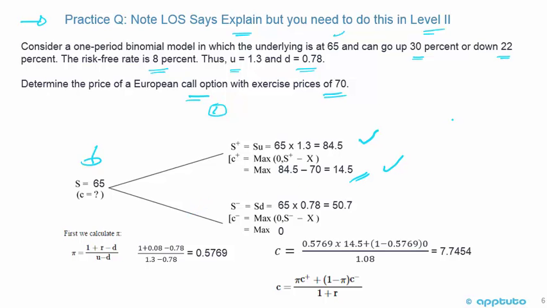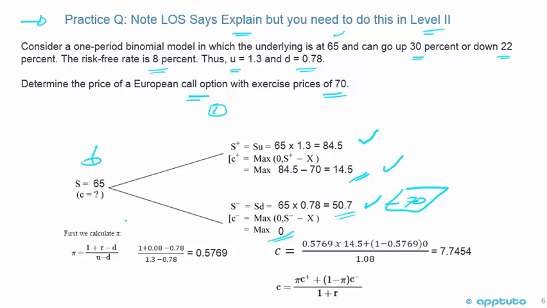Now on the downside, our down factor is 0.78, 1 minus 0.22. So 65 times 0.78 is going to give us $50.70, okay? Now the exercise price is 70. So the value of the call option at C minus is the maximum of 0 or the price of the underlying at expiration minus the exercise price. So we know that's going to be negative, so we're not going to exercise the option. The value of the option is 0, okay? Buy low, sell high. Why would I have the right but not the obligation to buy at 70? Why would I do that when I could buy it for $50.70 in the market, okay?